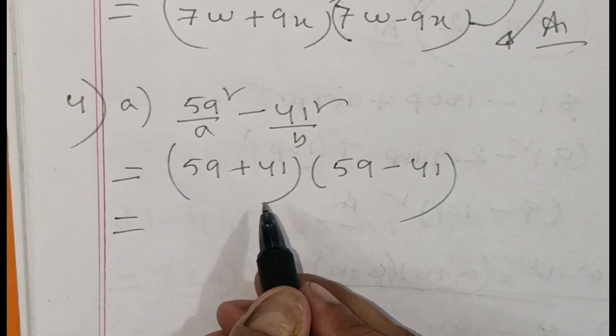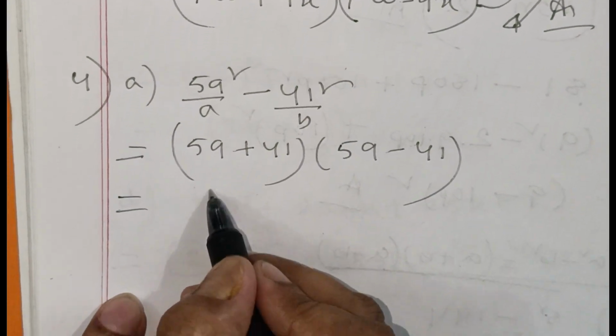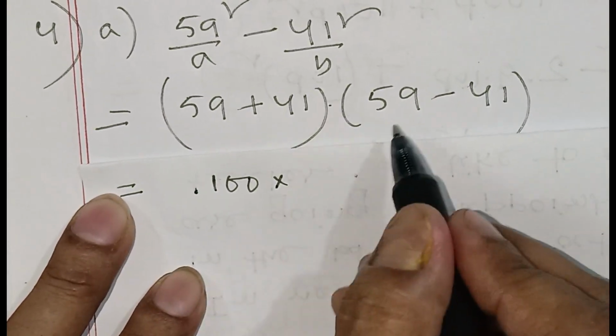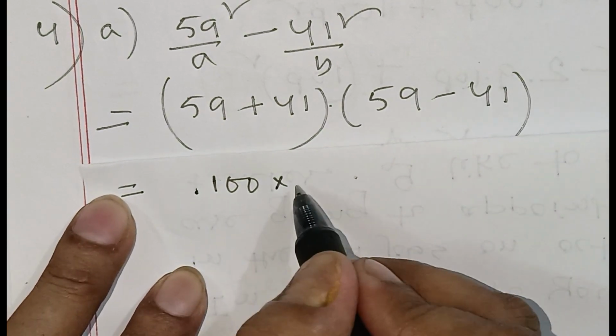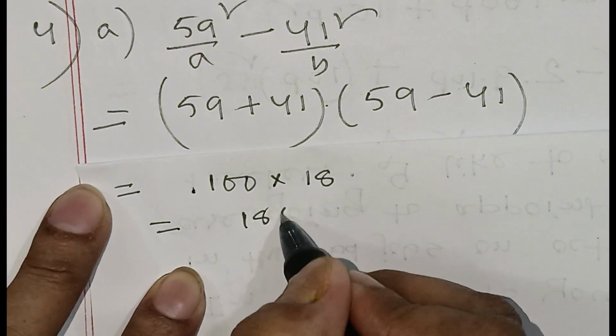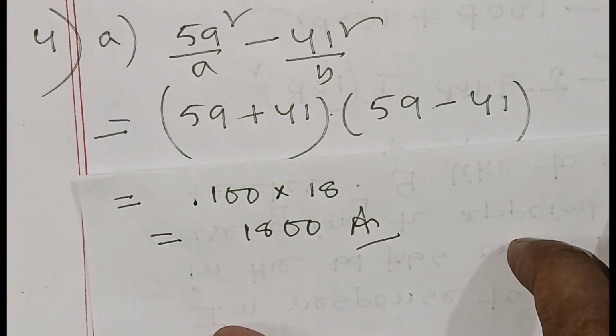Here, since these are numbers, we have to do the calculation. So 59 plus 41, that means 100. This is multiplication, and 41 subtracted from 59, that means 18. So 1800. That's it. This is the answer.